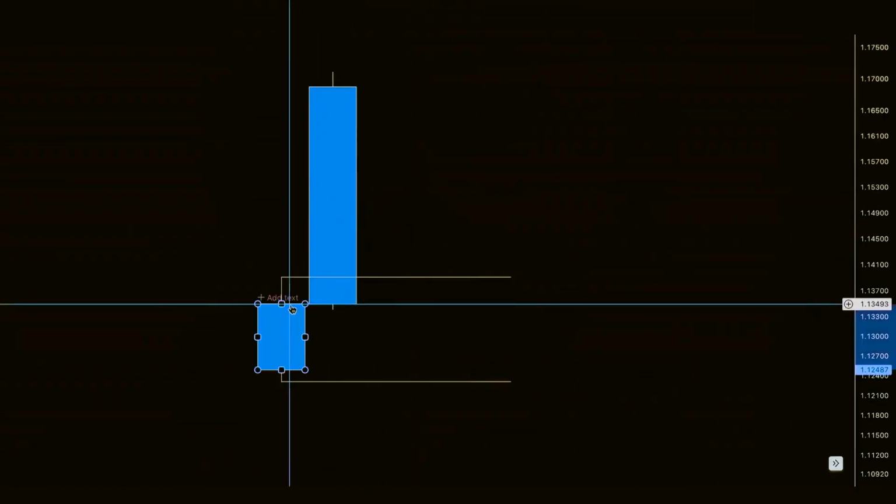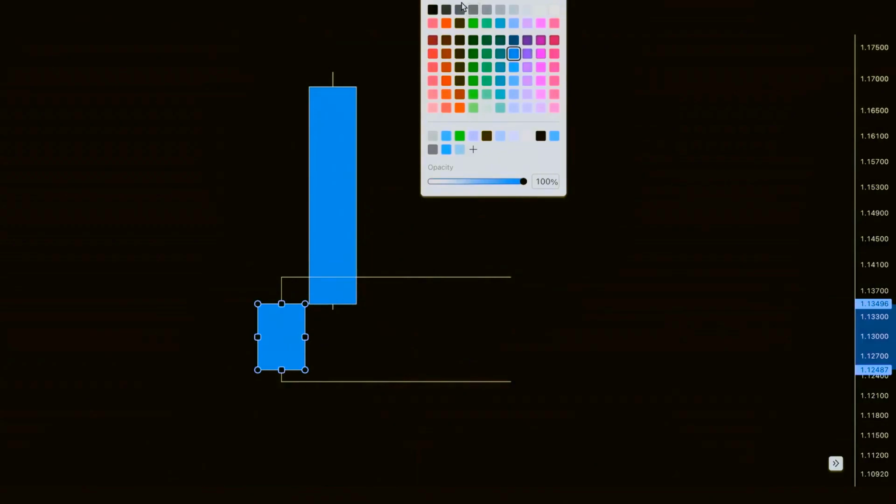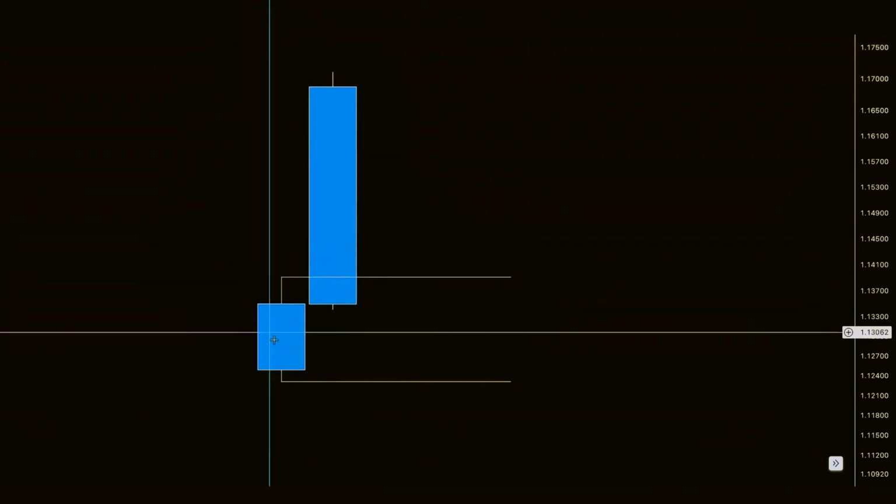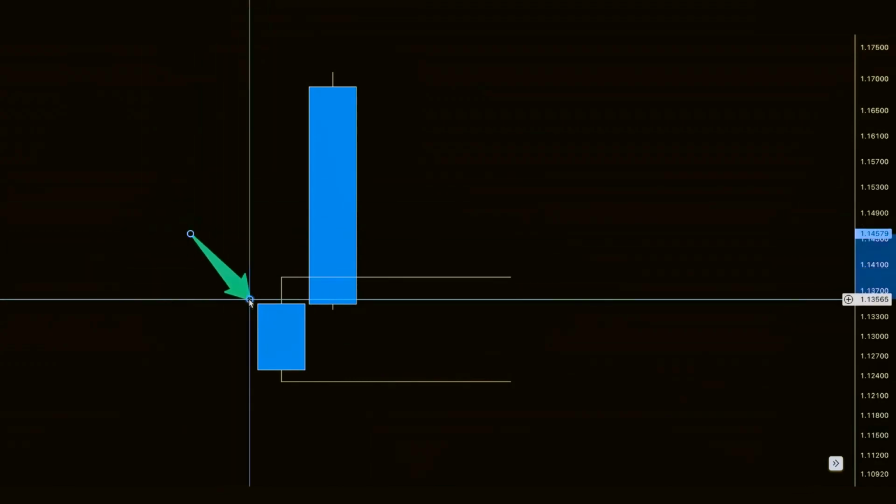Some people have a rule that you must use the last down candle before a push up, or the last up candle before a push down. But for me, the color of the candle doesn't really matter. I don't care if it's a bullish or bearish candle. What I care about is the final candle before the impulse.